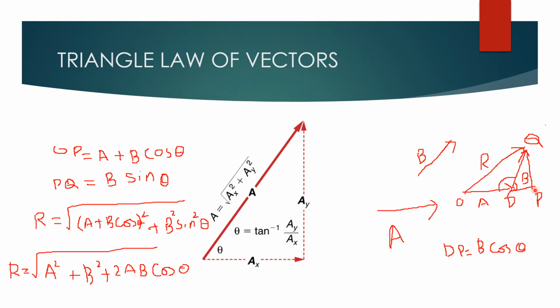So we place them at the arrow end and we get this. And if the two vectors are at 90 degrees, then the formula is the same. We have cos 90 becomes 0, so 2ab cos theta is missing, and then we have just root of a square plus b square, that's written here.